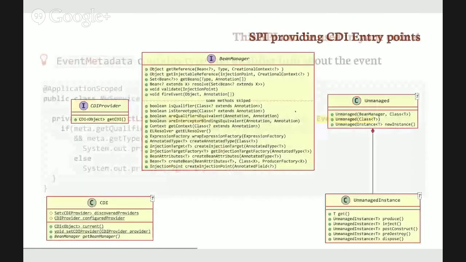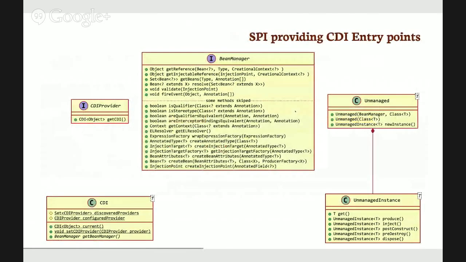The third part of the SPI is all the entry points we have in CDI. So the main entry point that you will use in your extension, or perhaps in your code, but it's less frequent, is the bean manager. It's the way to request all the instances of the beans and all the metadata in your application.